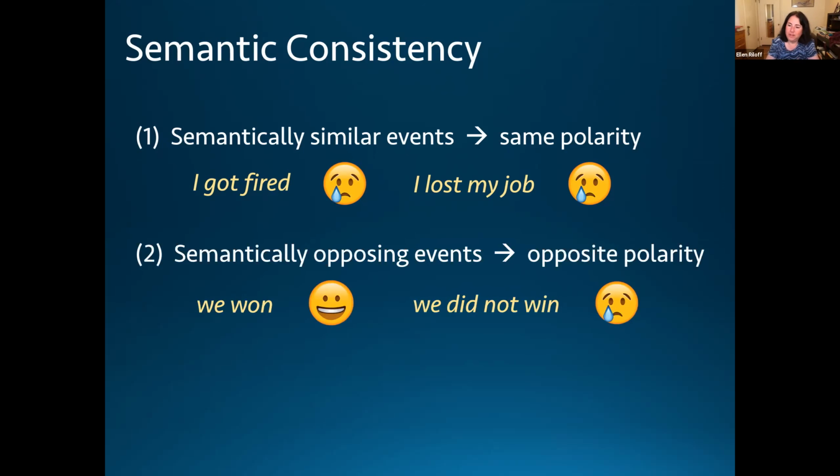And the corollary of that is that events that have the opposite meaning will often have the opposite affective polarity. So if you know that winning is good, for example, and then somebody says we did not win, you can assume that it's undesirable to not win. So we're going to try to make sure that events are consistent in this way as well.